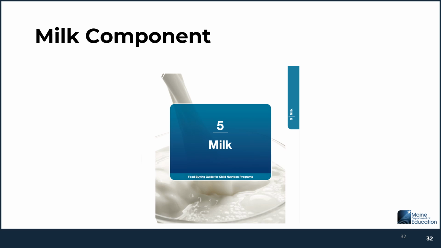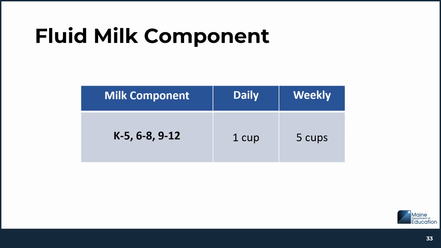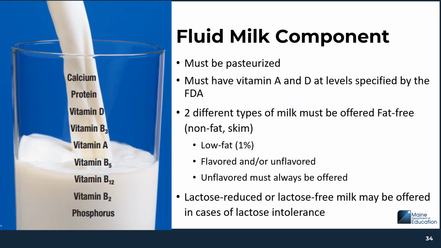The final meal component we're going to discuss is fluid milk. 1 cup of fluid cow's milk must be offered every day for all grade groups. The milk offered must be pasteurized and have vitamin A and D at the levels specified by the FDA. Milk must be low fat or 1% or skim or fat-free. It can be flavored or unflavored, and at least 2 different types of milk must be offered. The reason for this is that we want children to drink milk to get the nutrition they need. By increasing the variety that's offered, they're more likely to find the type that they prefer and actually consume it.